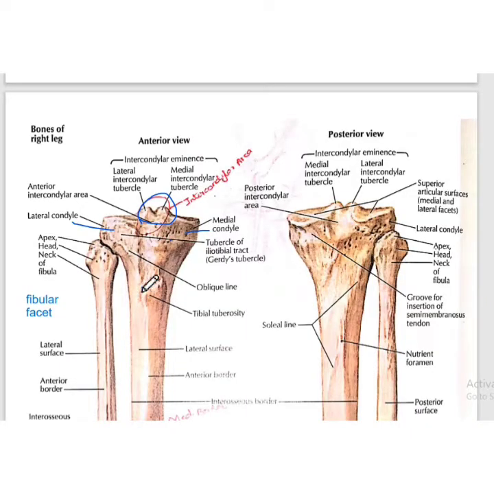And near its upper end, there is a roughened area which is named as its tibial tuberosity. And its upper end consists of another facet. This facet is named as fibular facet. Through this facet, tibia articulates with the head of fibula.